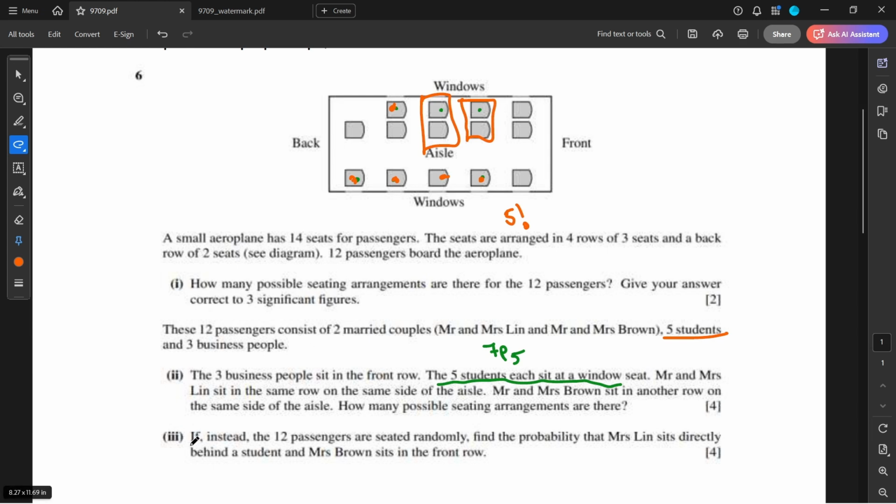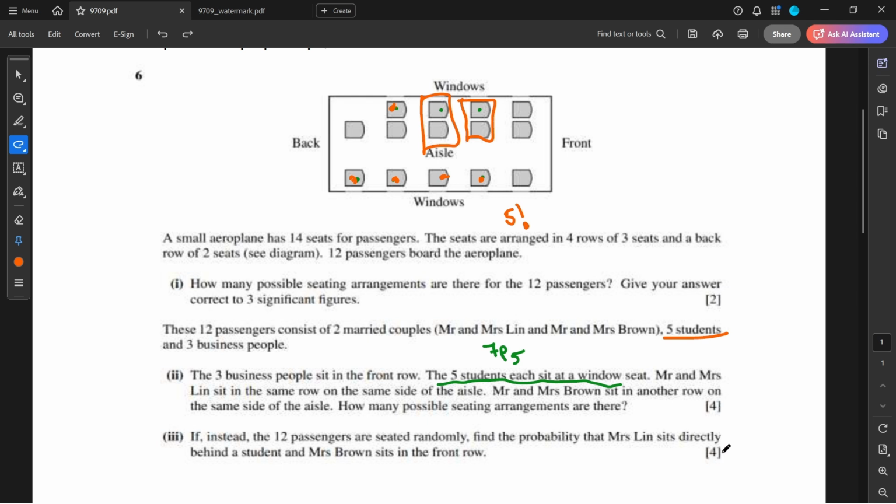The question states that if instead the 12 passengers are seated randomly, what is the probability that Mrs. Ling sits directly behind a student and Mrs. Brown sits in the front row? This question is of 4 marks. Please pause the video over here, give it an attempt. Come back once you are ready.